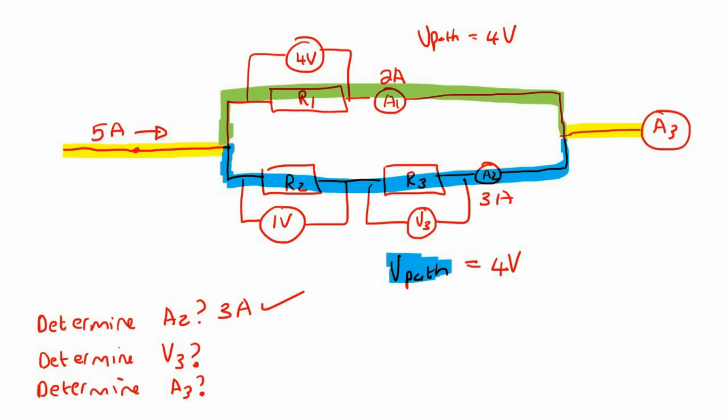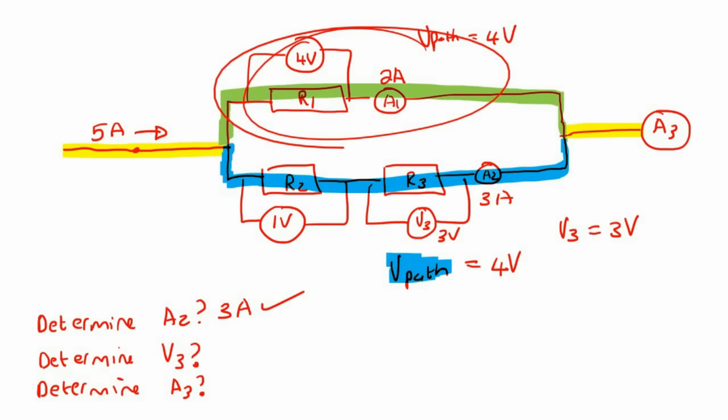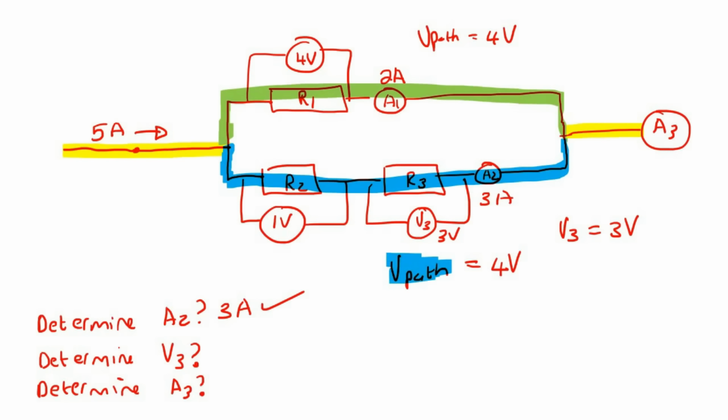So if this one over here is already 1 volt, then that means that V3 would have to be 3 volts. V3 would have to be 3 volts. Because then you've got 3 volts over here, plus 1 volt over here, which gives you 4 volts, and that'll be the same as this pathway over here. Then the last question, so let's just answer this, 3 volts.